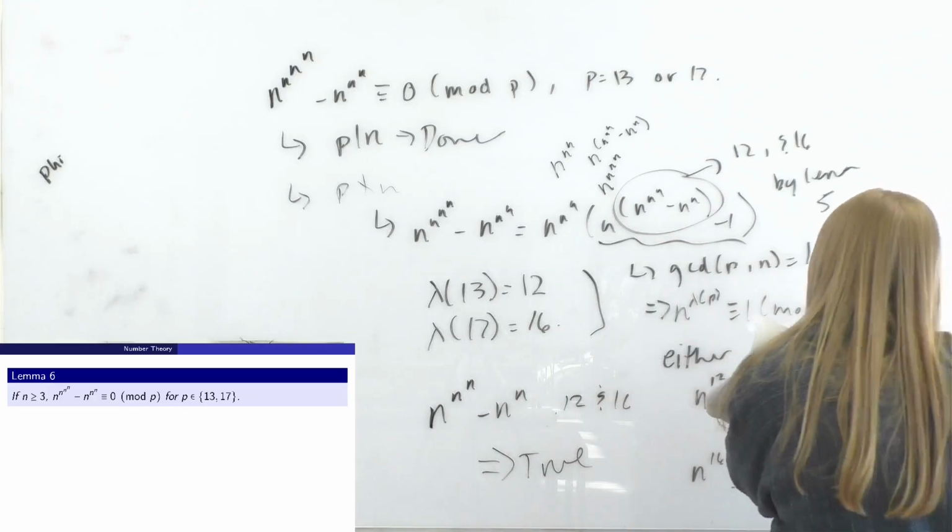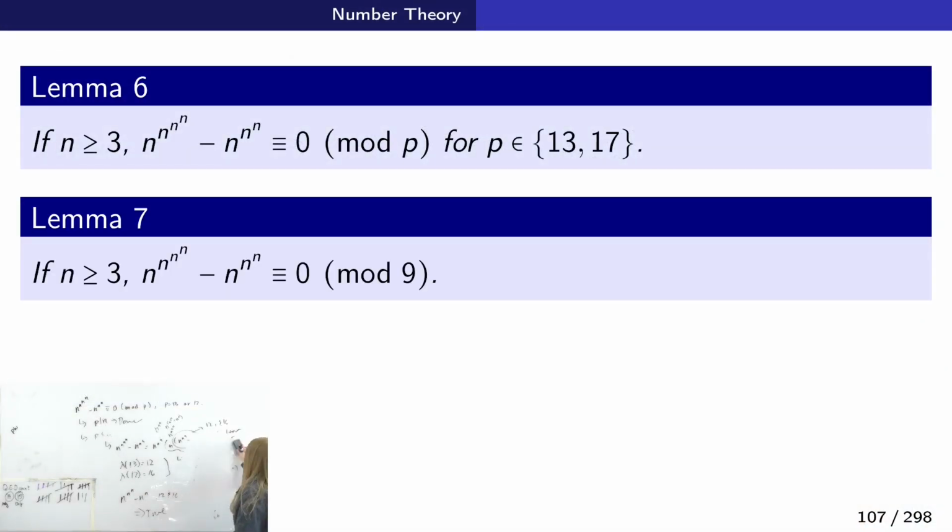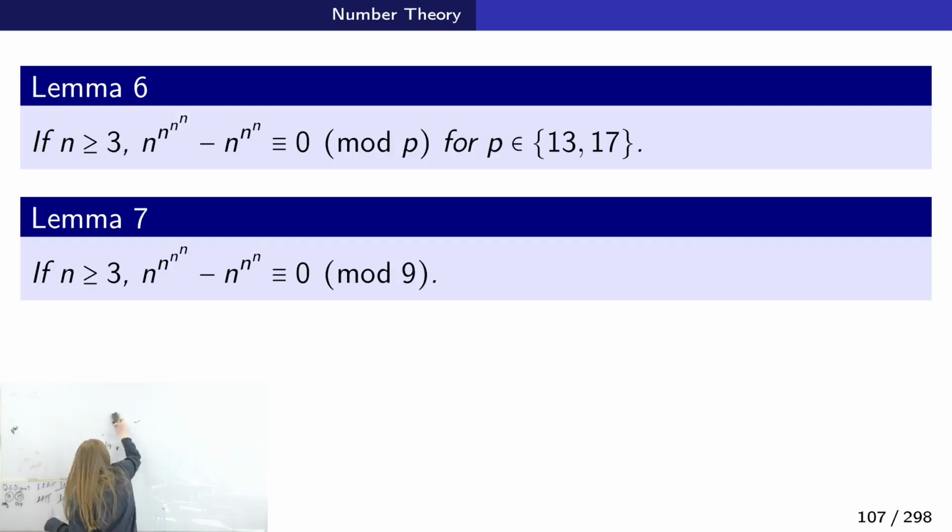All right. Guess what? There's only one more lemma. This one's not that. I take it back. Let's just take a peek at the lemma. So we have n to the n to the n to the n minus n to the n to the n is congruent to 0 mod 9 for n greater than or equal to 3. If 3 divides n, that's done. If not, we have some more work to do.